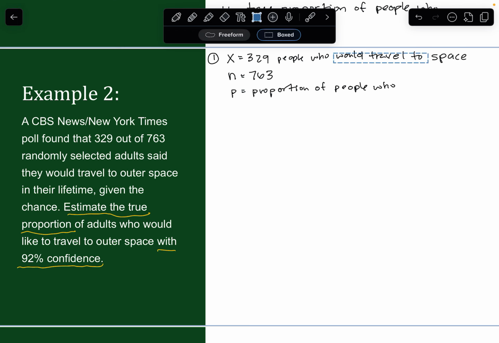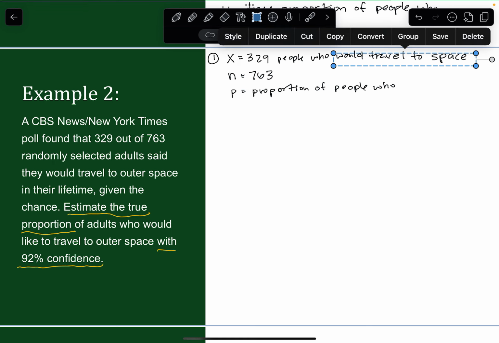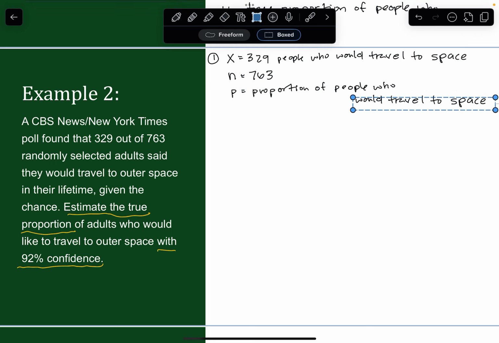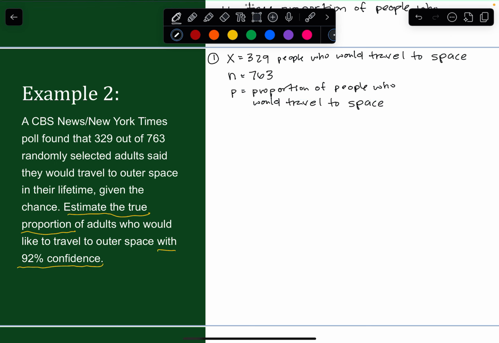And I'm going to be lazy because I can. I'm also next to here going to write my confidence level because that was the last thing I was given. And our confidence level is 92% or 0.92.